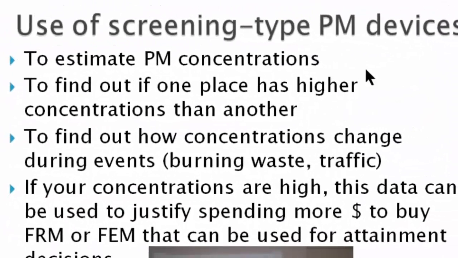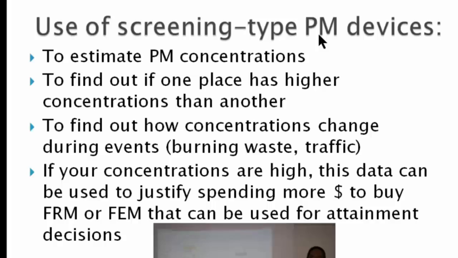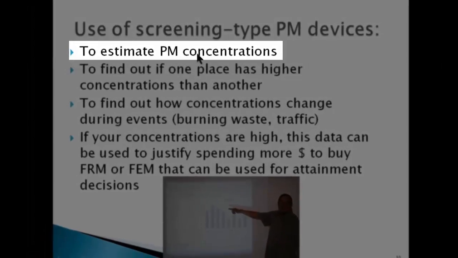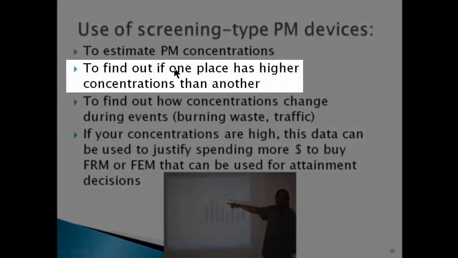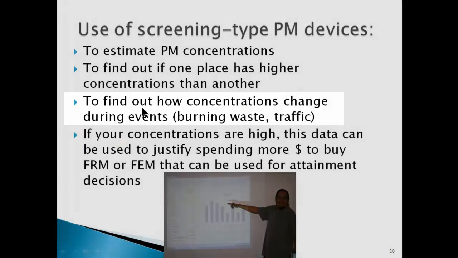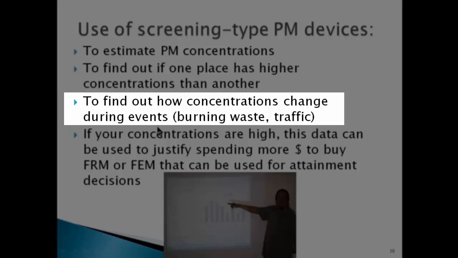So how would you use these screening type particulate matter devices? Well, you're going to use them to estimate the particulate matter concentrations. You could use them to find out if one place has a higher concentration than another. So in the Seldovia Village project, they monitored, remember, at 2 miles, like along Jackolof Road, mile 2, and then another DustTrak on mile 4. So the difference between the concentrations at those two locations is very interesting to them.